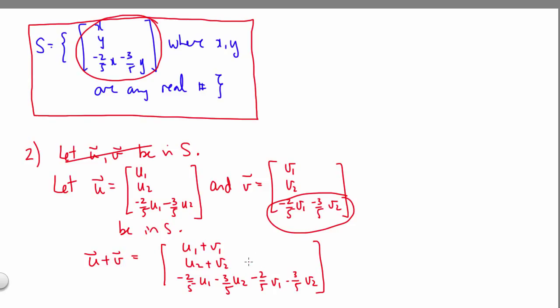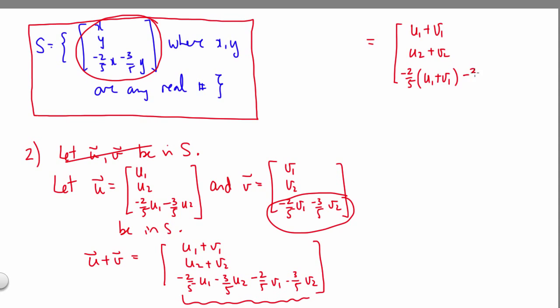Now what we're trying to do ultimately is to show that u plus v is in S. So we need to show that u plus v has the right form. And we'll be able to do that just by rearranging this third component here. So from this expression here, let's go up to the top over here and we'll just do a little bit of rewriting. We're now thinking of the first component as this object, u1 plus v1. The second component is this thing here, it's the number u2 plus v2. And we want the third component to be minus 2/5 times the first component. So minus 2/5 times (u1 plus v1) minus 3/5 times (u2 plus v2).